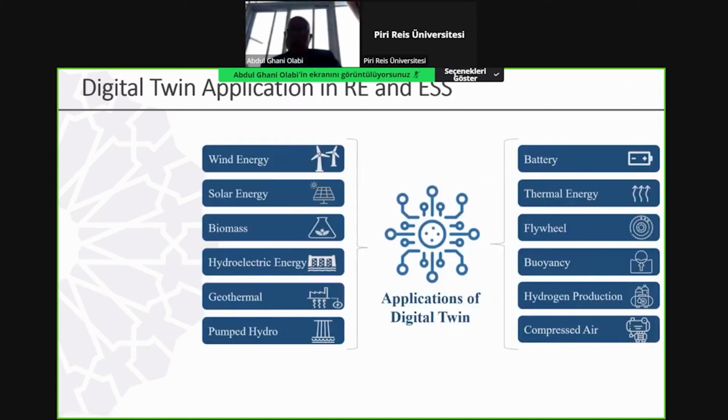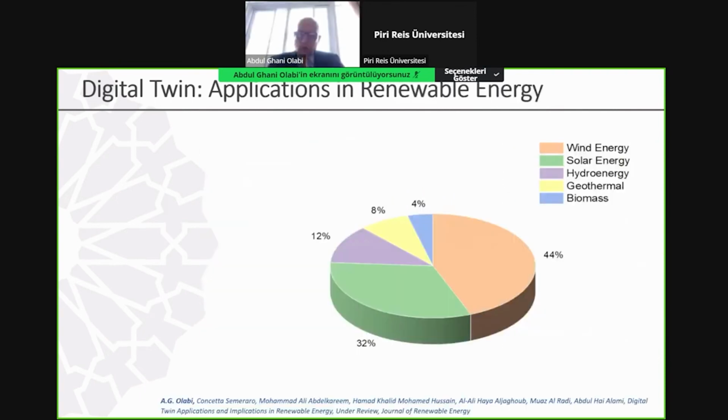So digital twin applications for renewable energy and energy storage systems, there are a lot. We can apply it, as I mentioned, in wind energy. We will see some examples. Solar energy, biomass, hydroelectric energy, geothermal, pumped hydro. For energy storage, we can look at battery, thermal energy, flywheel, buoyancy, hydrogen production, compressed air, and so on.